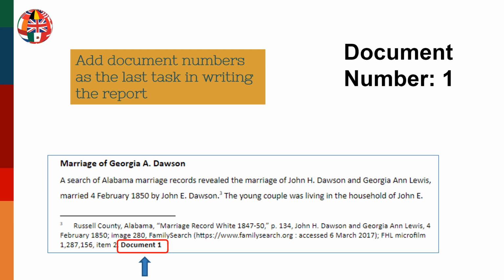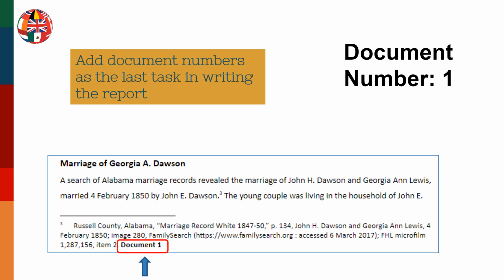Lastly, we have the document number column. This is the last thing you're going to want to do after you have written your report. When you are completely finished rearranging the sections of your report, then you can go and add your document numbers. You will want your document numbers to correspond to document numbers in your research log. So in this instance, you see a screenshot of my report where it discusses the marriage of Georgia A. Dawson, and it has a little 3 mentioning the footnote, and the footnote shows at the bottom there, and at the end of the footnote I have put document 1.